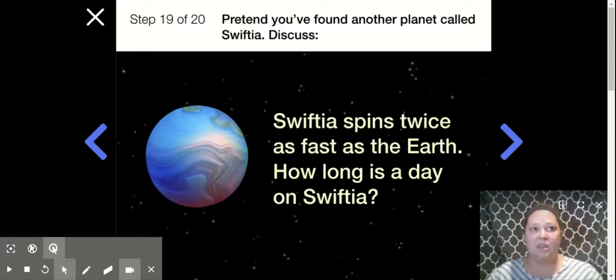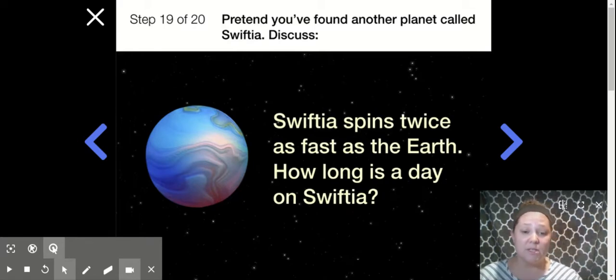Okay, so another way to think about this is if someone is running a race, and let's say that it takes them 10 minutes to run the race. And this next person was able to finish that race running twice as fast. Because they were running twice as fast, of course, it's going to take less time. So we think about Swiftia, it's going to take less time to have a day, but how much less? Well, actually half.